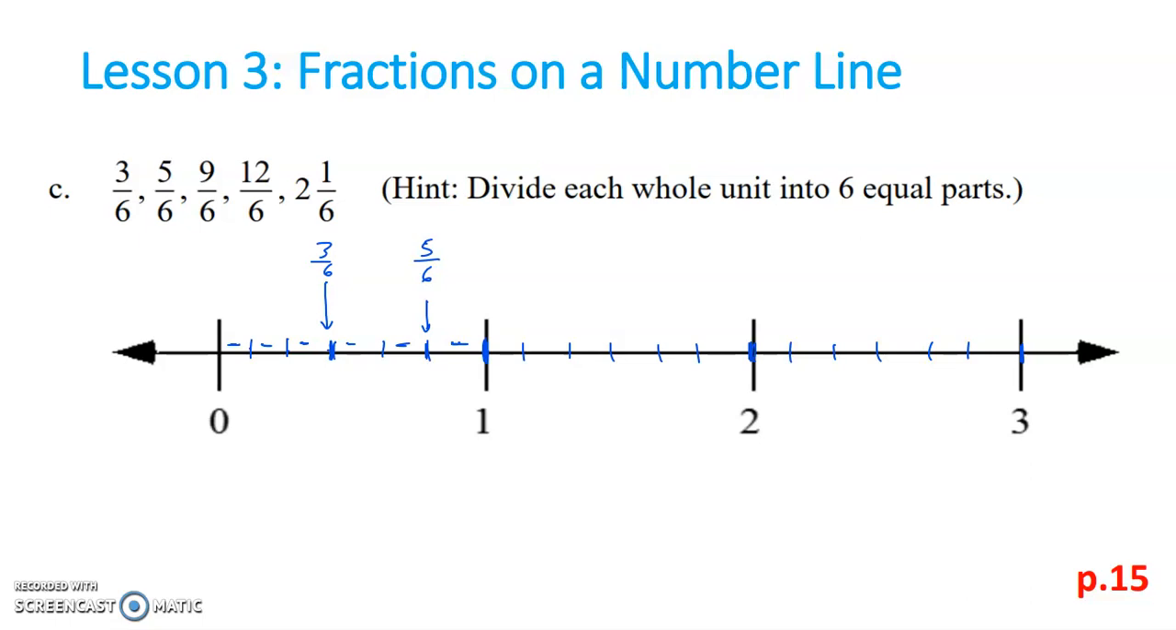9/6, we know that 1 is 6/6, so 7/6, 8/6, 9 is going to be here. 12/6, that will be 10, 11, and 12. 12 over 6 is equal to 2. And then 2 1/6, it's a mixed number, so we start at 2 and go to the first fraction, 2 1/6. So I'm just going to write that down there for space.